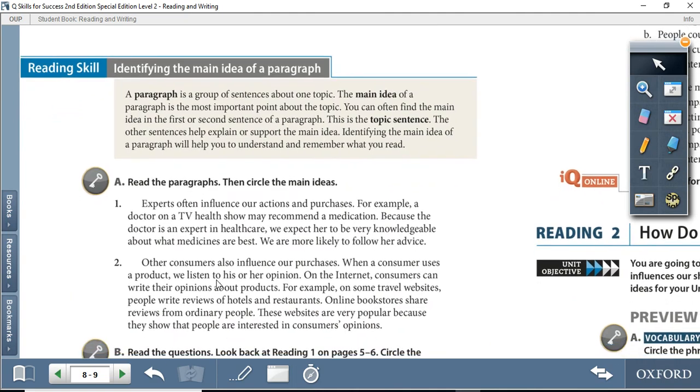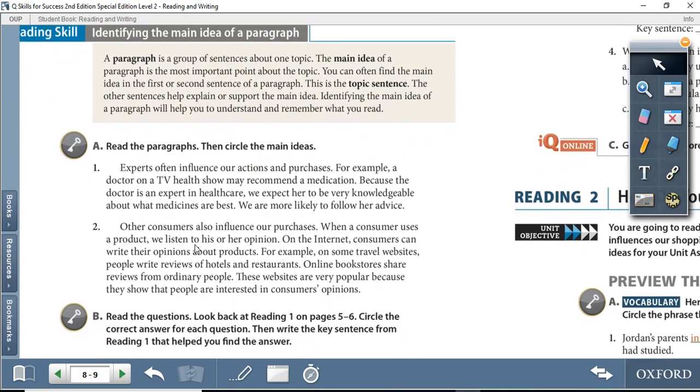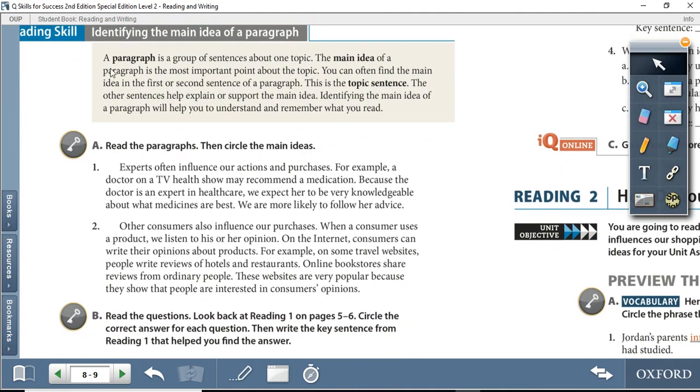Moving on to the reading skill, identifying the main idea of a paragraph. Now, a paragraph is a group of sentences about one topic. The main idea of a paragraph is the most important point about the topic. You can often find the main idea in the first or second sentence of a paragraph. This is the topic sentence.